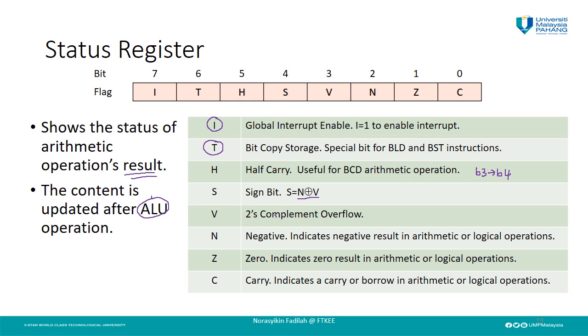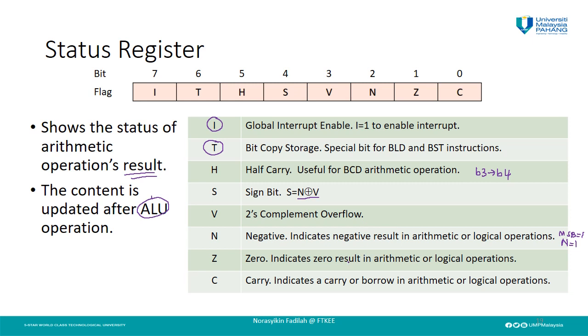And then we have the V, the 2's complement overflow, which will be set if the result of the operation is out of range. And then we have the negative flag, which indicates a negative result in arithmetic or logical operation. So basically, when the most significant bit of the result is 1, the negative bit will become 1. If it is 0, then the negative bit will become 0.